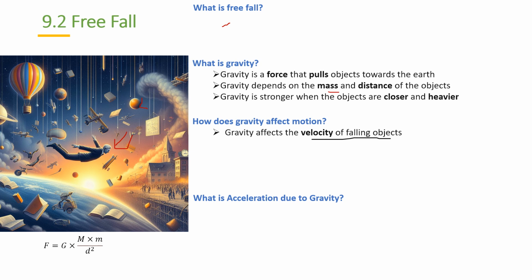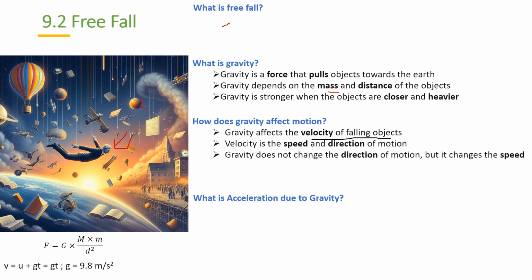Remember, velocity and speed are very similar terms. Velocity is speed, and it also has a direction. Gravity does not change the direction. Remember, gravity will not change the direction of the body. It will only change the speed of the body. Important thing, right? Gravity makes objects fall faster as they get closer.